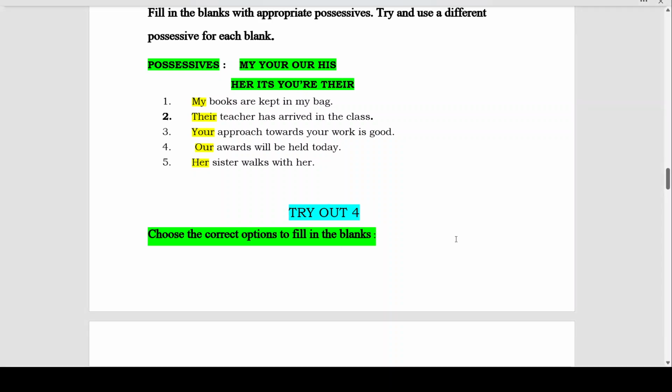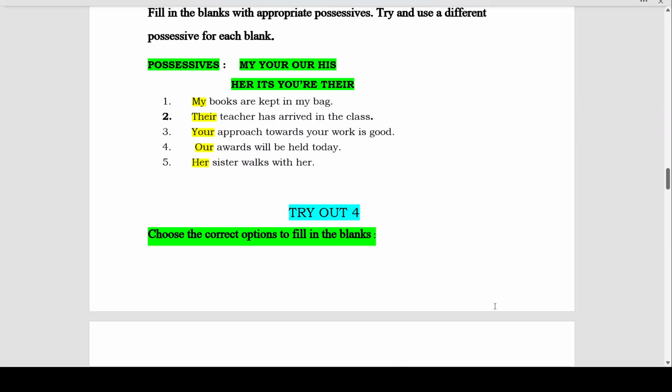Fourth, our awards will be held today. So we are discussing about our awards. So the possessive used here is "our". Number 5. Dash sister walks with her. Whose sister? Her sister walks with her.